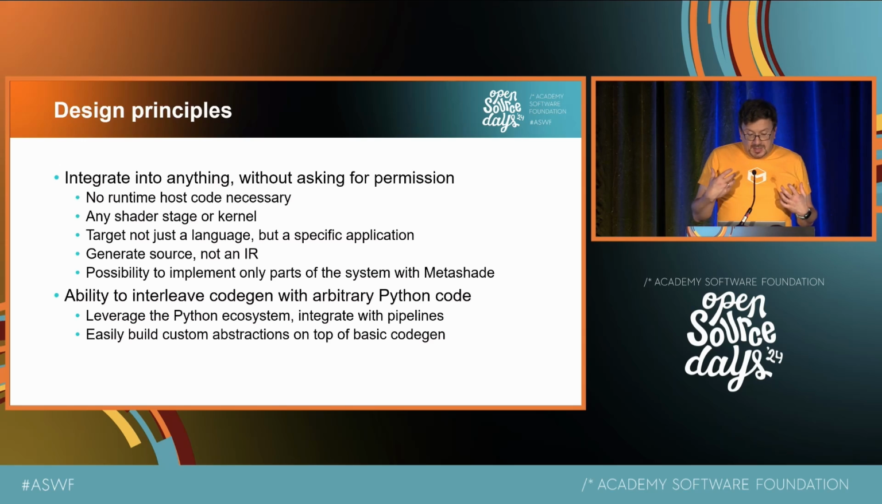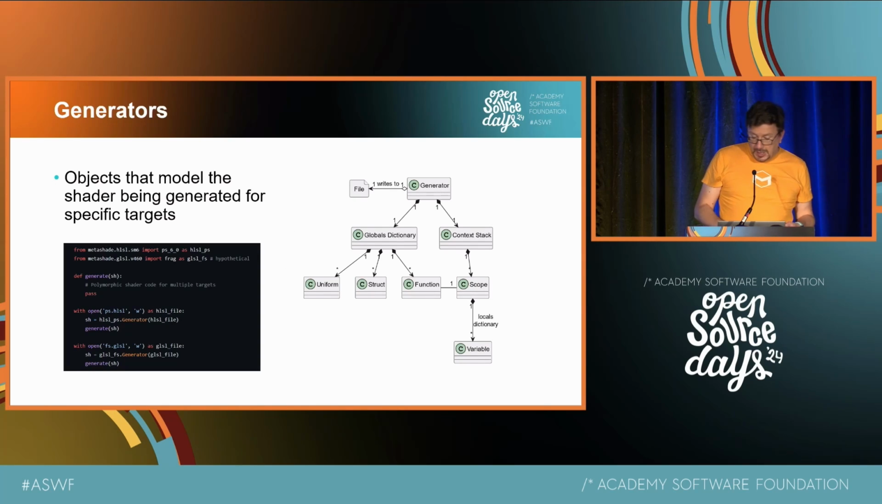in the design is that we should be able to interleave CodeGen code with arbitrary Python code so that we can integrate with the Python ecosystem, with pipeline scripts written in Python, but also so that we can build abstractions on top of the basic CodeGen primitives.